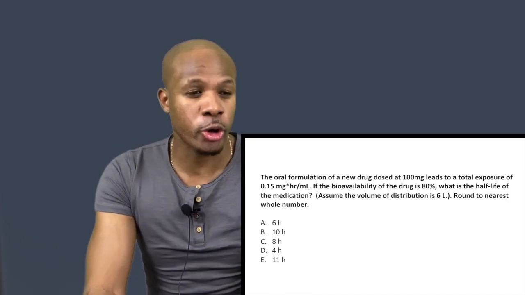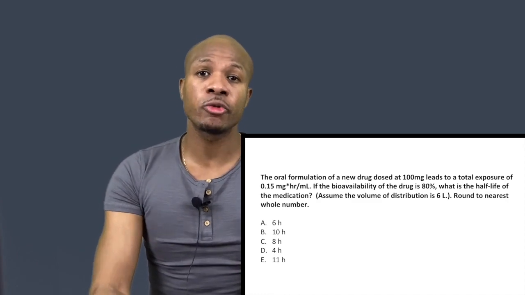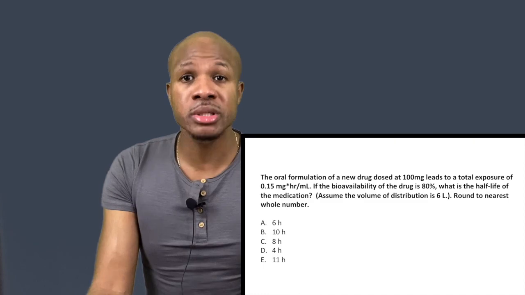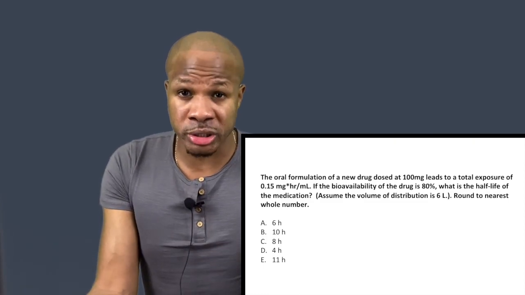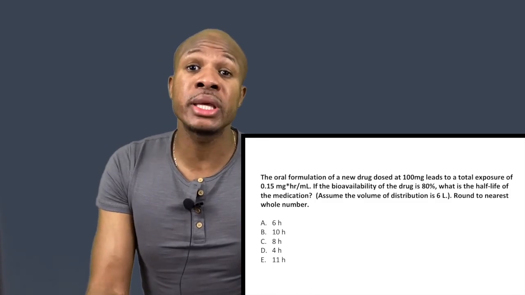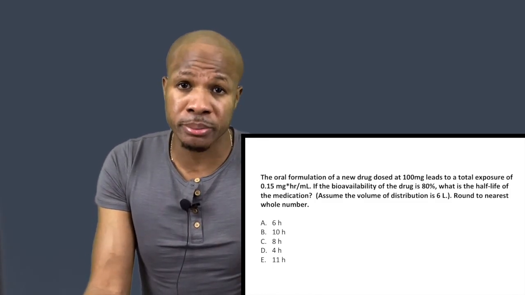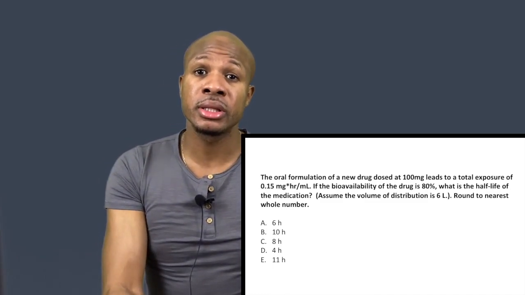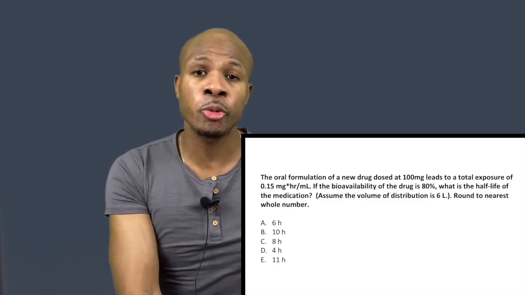My favorite. Okay, so with this question, we're told that there's a drug and it's being dosed at 100 milligrams, but only 80% of the drug is absorbed. 80% of 100 milligrams is 80 milligrams. So basically only 80 milligrams out of the 100 milligrams is absorbed. We're being told that this 80 milligrams leads to a total exposure of 0.15.